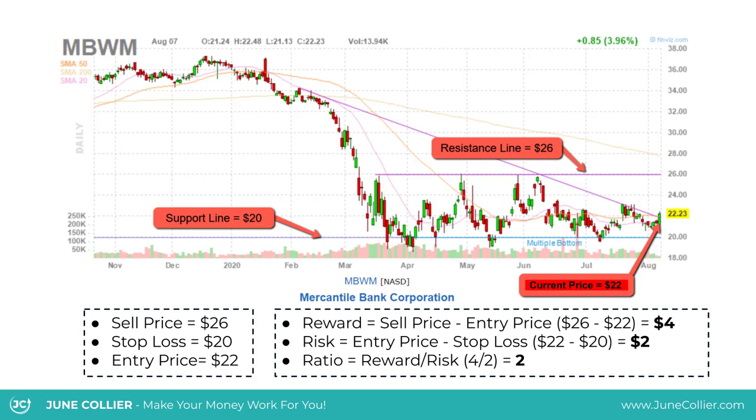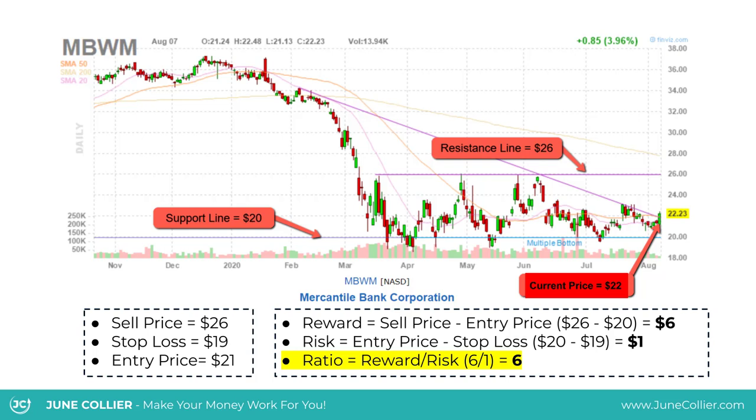To determine ratio, we divide the reward by the risk. In this case, 4 divided by 2, which gives us a ratio of 2. This is a 2-to-1 ratio. It is not a trade that we would want to enter. Now, timing is everything in the stock market. We can look at this same stock and change some parameters and use our limit commands to put together a trade that would execute if our numbers are met.